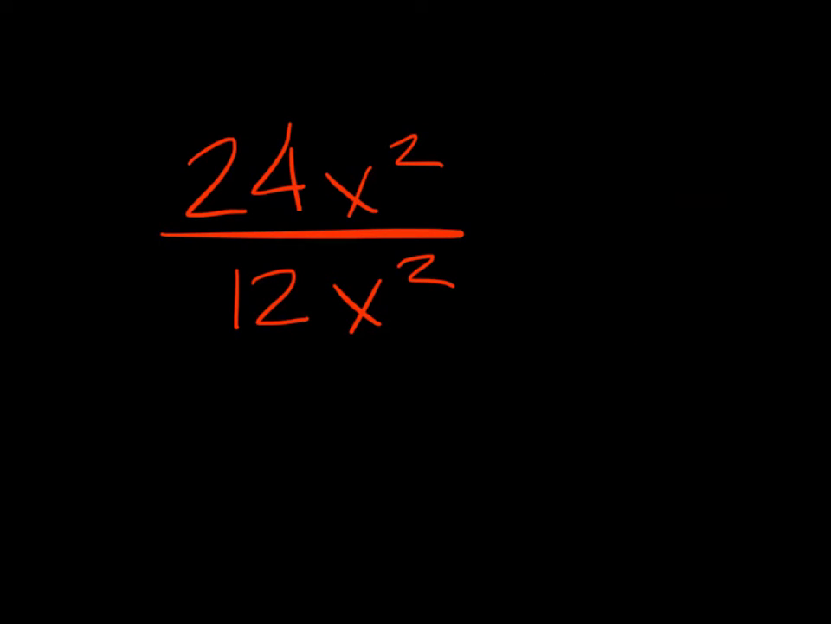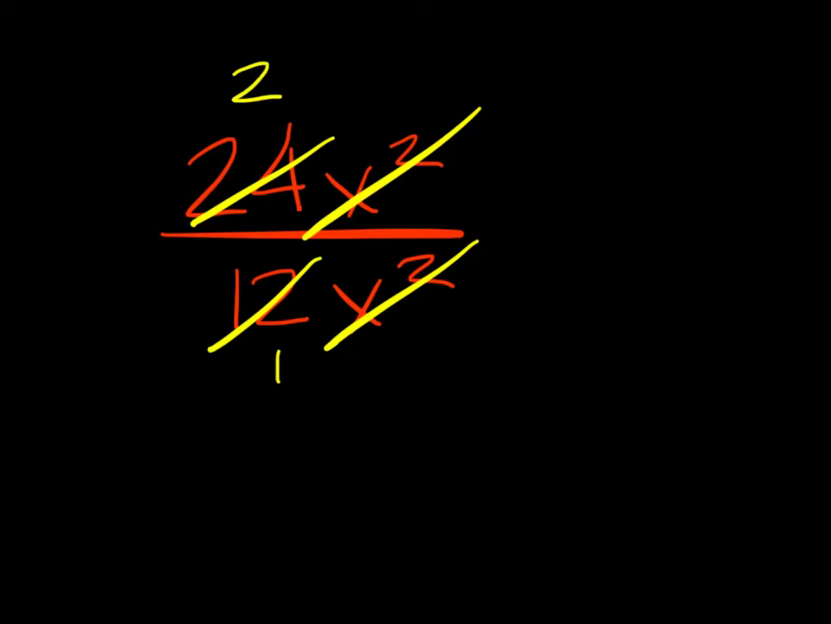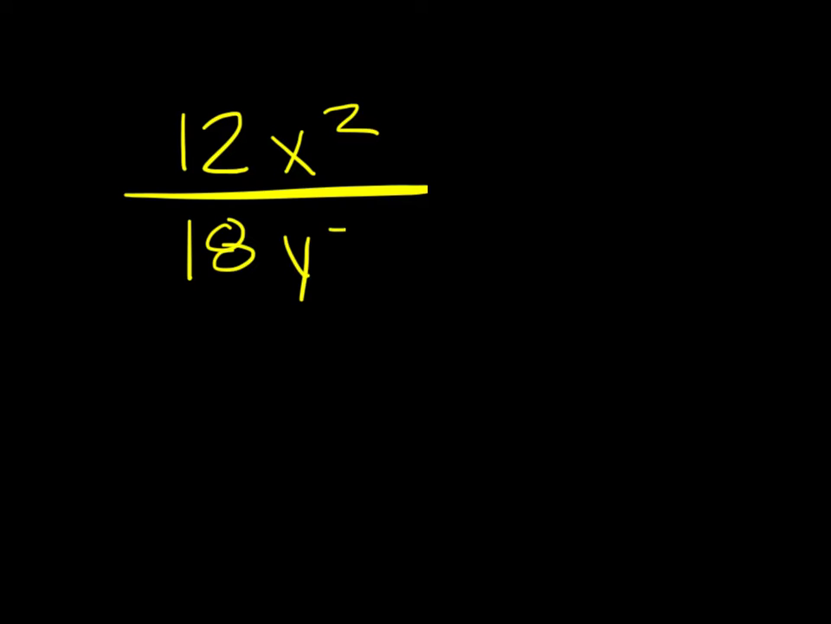The solution for the bonus problem is that the x squares cancel out. And 24 divided by 12 is 2. 2 over 1 is not the final answer. 2 is the answer. Here's another practice problem. This one is 12 x to the second over 18 y to the negative 2.